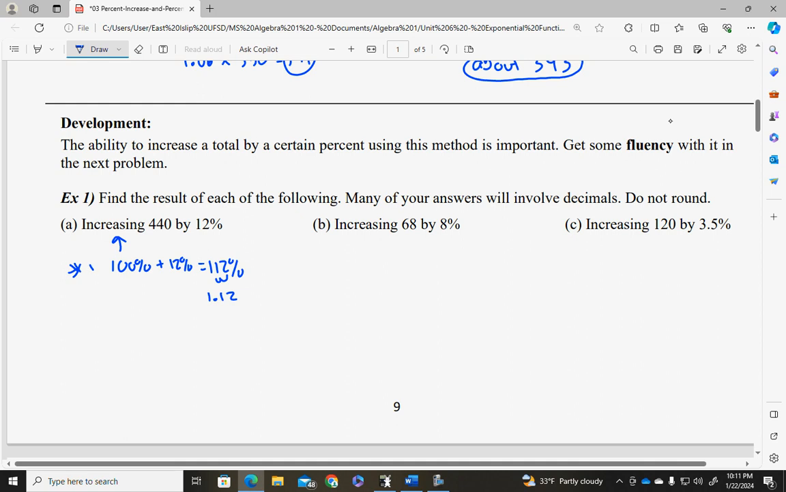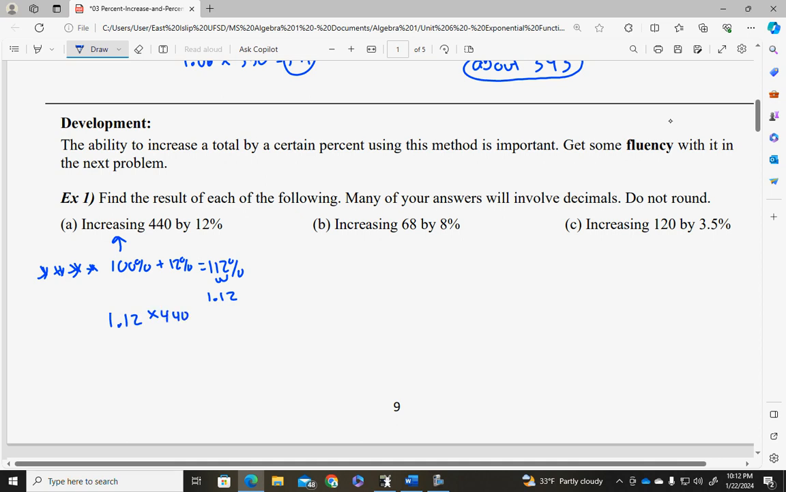This step here is a mandatory step in my class. Maybe there's some other teachers that wouldn't require it. I need you to do this for me. I need you to show me that you start with 100% and then you add on 12%, you get 112%, and you change it to a decimal. Then you're going to write down what it is that you're putting into your calculator. So 1.12 times 440. Right?